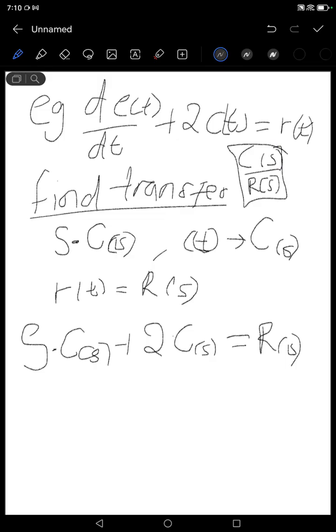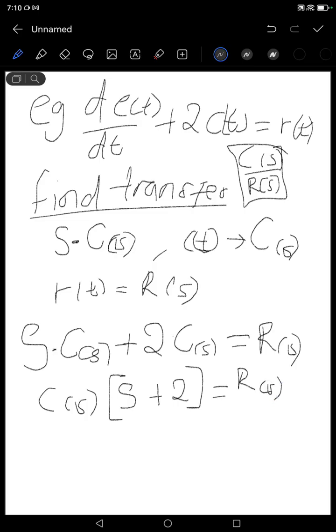Okay, this is the transfer function. So what we're going to do here, we can just take out the common factor of C(s) so that we can make C over R with the formula. So we're going to have C(s) times, when we take out C here, we're left with s, and when we take out C here, we're left with 2, and that equals R(s). Remember, we are looking for C over R. So what we can do here, we can divide both sides by R so that we can get the fraction C over R.